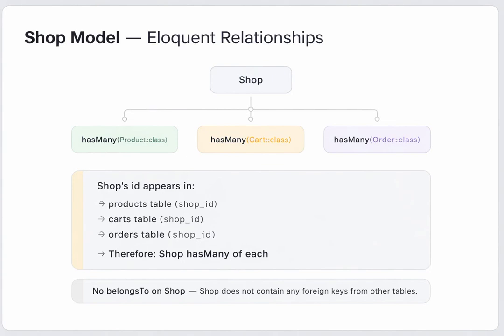Let's walk through the shop model's relationships. The shop's own ID appears in 3 other tables: the products table, the carts table, and the orders table. All of them have a shop ID column. That means the shop model has three has-many relationships: has many products, has many carts, and has many orders. The shop model itself doesn't contain any foreign keys from other tables, so it has no belongs to relationships. It's a parent in all its relationships.